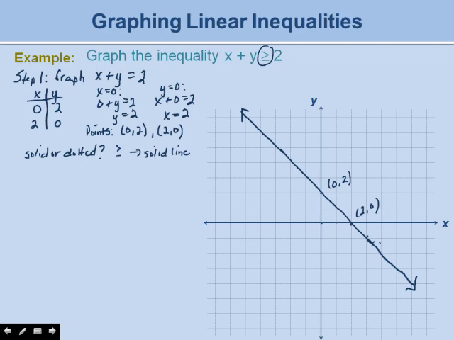So there's our line. So now our step 2 is to choose a test point, and remember our test point cannot be on the boundary, so it can't be anything on this line, but we can choose anything else on either side of the line. A nice easy point to choose if it's not on the boundary line is the origin, so the point (0, 0). So let's choose that one for our test point.